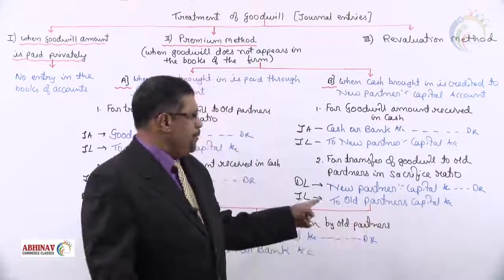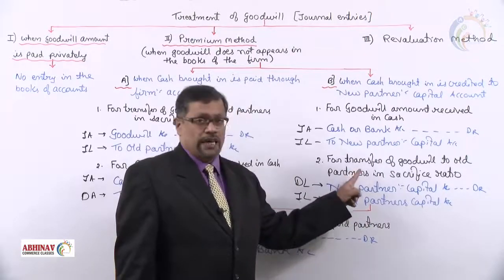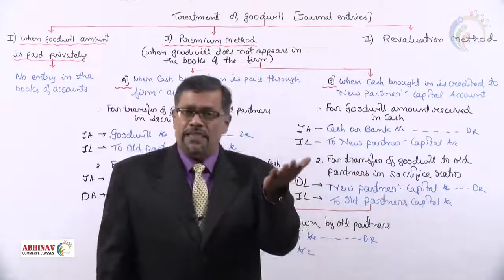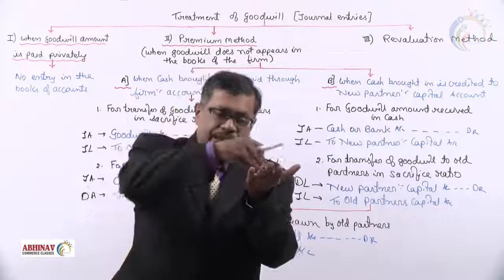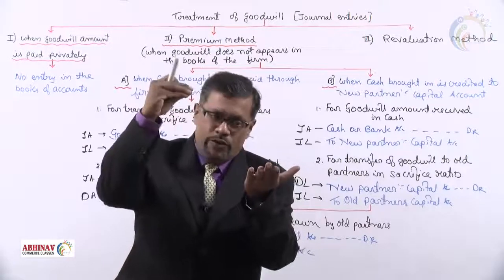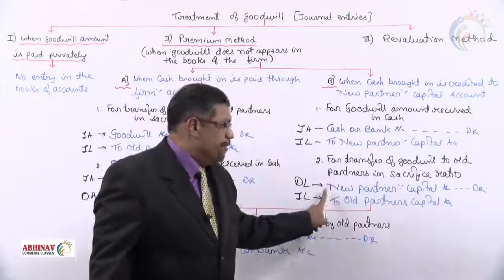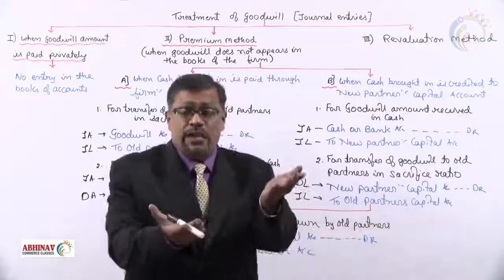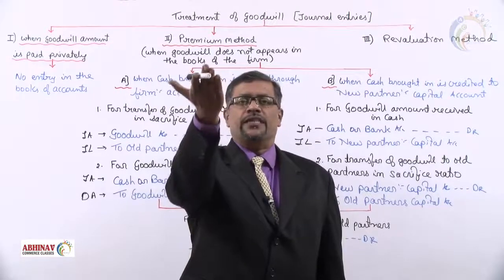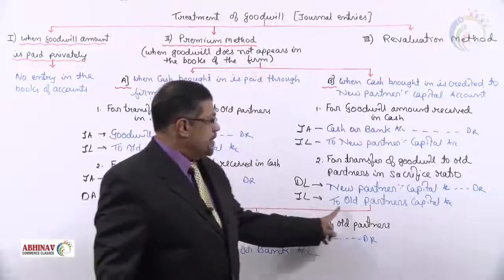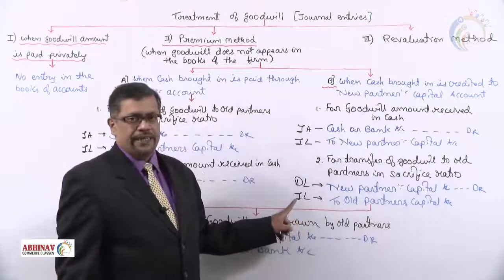I repeat the entry. New partner's account debit to old partners. That is for transfer of goodwill. In new partner's capital account on the credit side, the amount of goodwill is already shown. That we take out from new partner's account, so new partner's capital will decrease. Decrease in capital is decrease in liability, we debit. And that we transfer to old partner's capital. So capital of old partners will increase. Increase in old partner's capital is increase in liability, we credit.